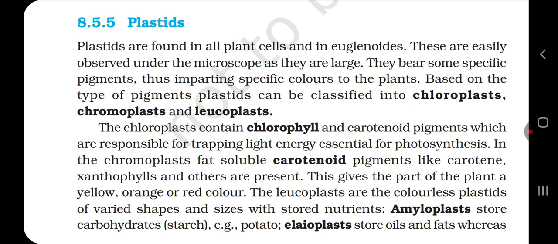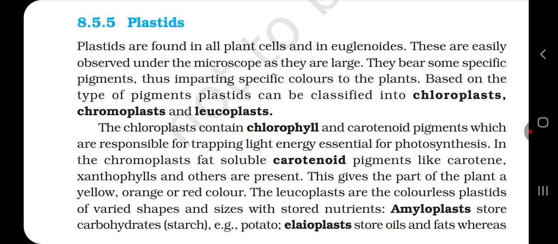The chloroplast contains chlorophyll and carotenoid pigments which are responsible for trapping the light energy essential for photosynthesis. In the chromoplast, fat-soluble carotenoid pigments like carotene, xanthophylls, and others are present. These give a part of the plant a yellow, orange, or red color.